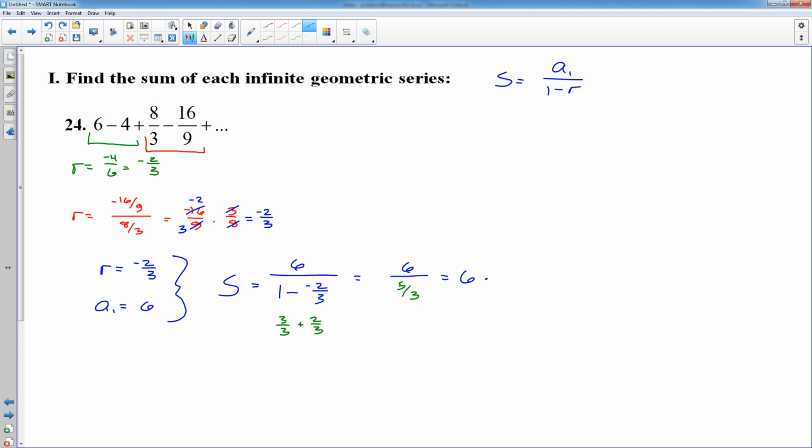So we would multiply by the reciprocal of that fraction. And 6 times 3 over 5. 6 times 3 is 18. And the 6 is over a 1. Remember, when you multiply fractions, you just multiply straight across. And 1 times 5 is 5. So there is your sum of that infinite geometric sequence, or series. And remember that it works when the ratio is between -1 and 1, and -2/3 is between -1 and 1.